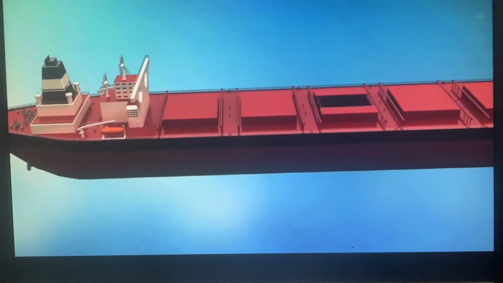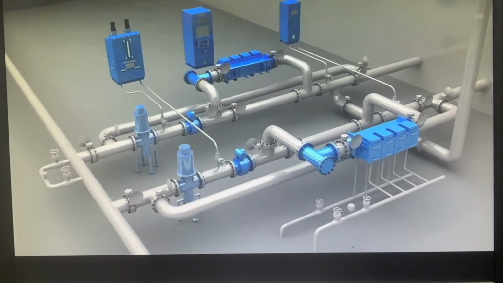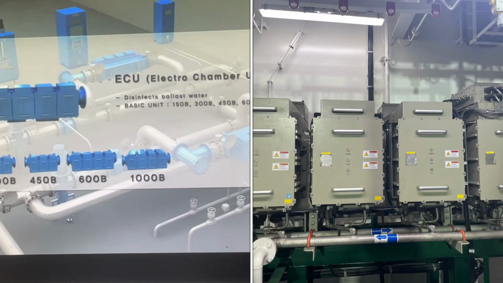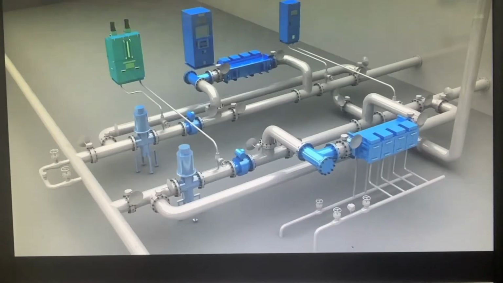Hello engineers, welcome back. Today I will discuss the main components of BWTS, which is electrolysis type. First one is ECU, electro chamber unit. This disinfects the marine organisms by producing hypochlorite through direct electrolysis.